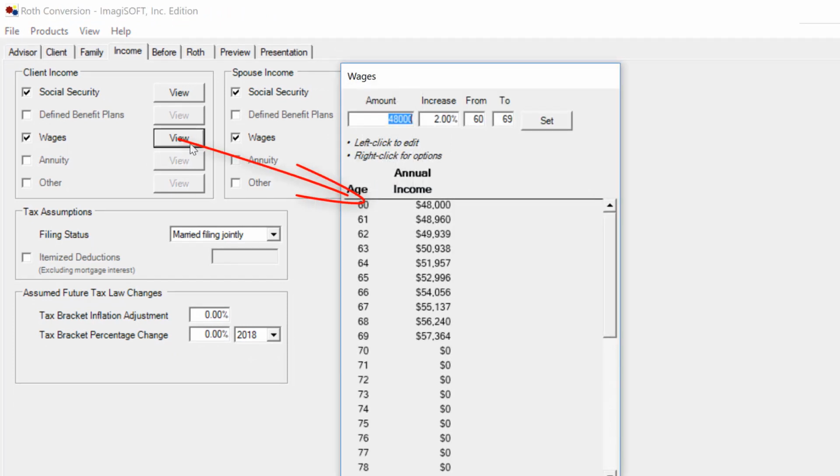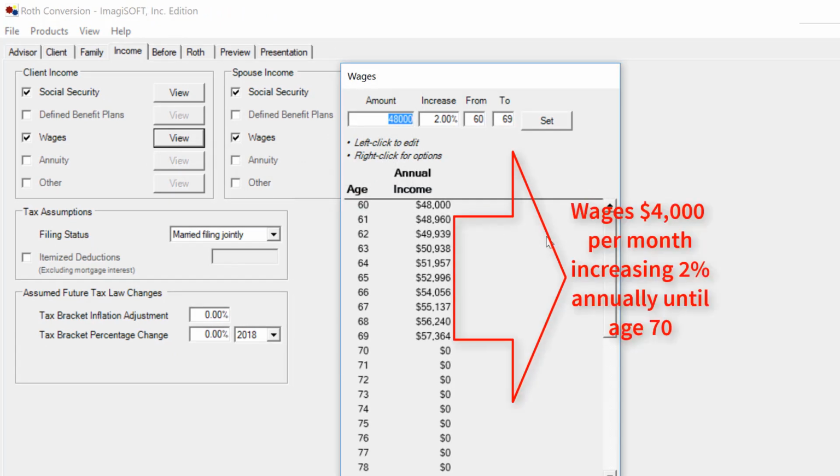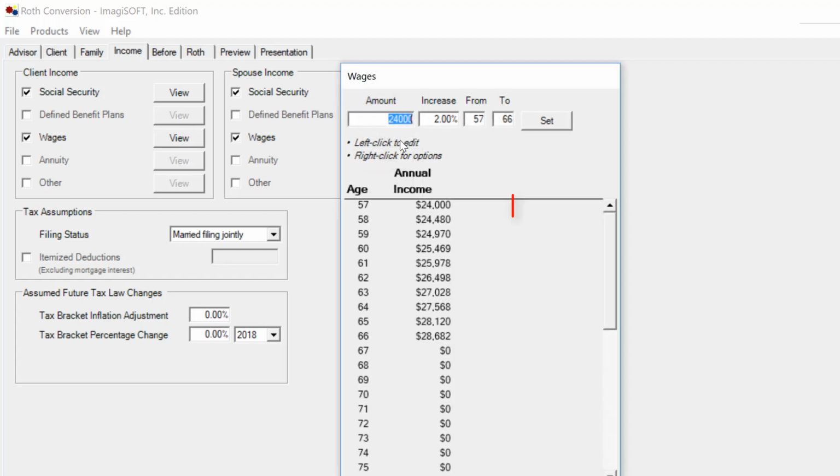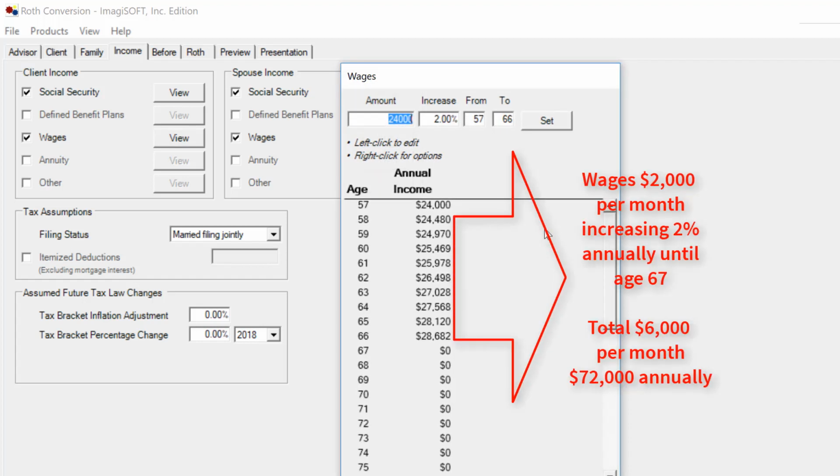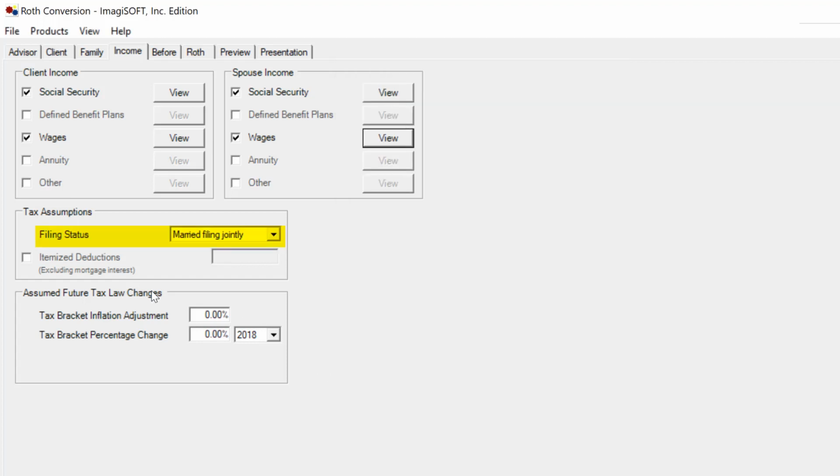He's currently working at age 60, and you've probably shown him the Social Security seminar and demonstrated why he should work till age 70. His wife also works and makes $2,000 a month. So $4,000 plus $2,000 is $6,000 a month, $72,000 a year. As you can see, the filing status is married filing jointly. You can also do itemized deductions if you want to. I'm using a standard deduction.